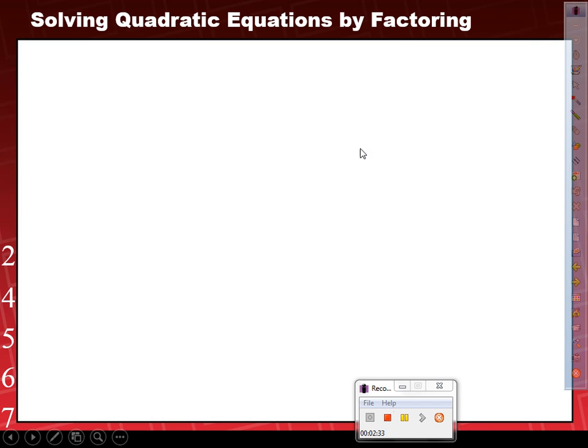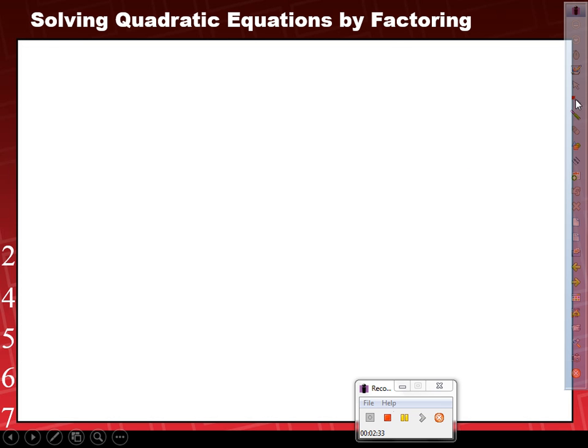Example 1. It says, solve the quadratic equation by factoring and check your answer. X squared plus 8 equals y plus 6x. No, just copy the black text. Solve the quadratic equation by factoring and check your answer. X squared plus 8 equals y plus 6x.